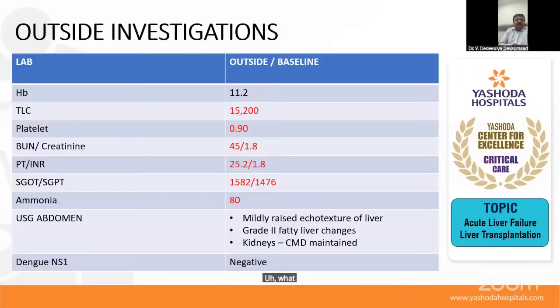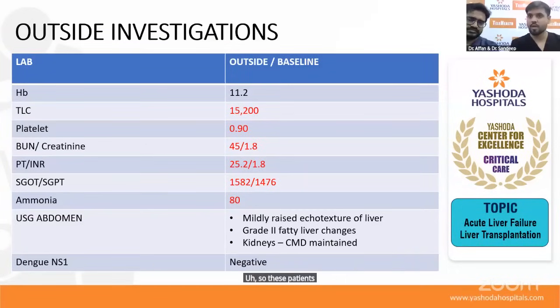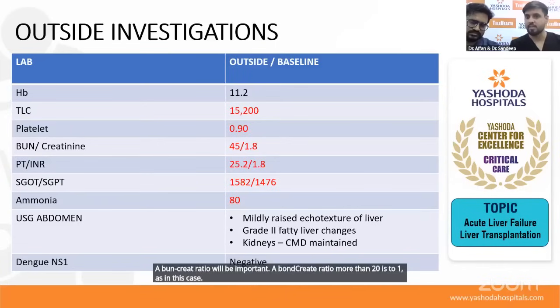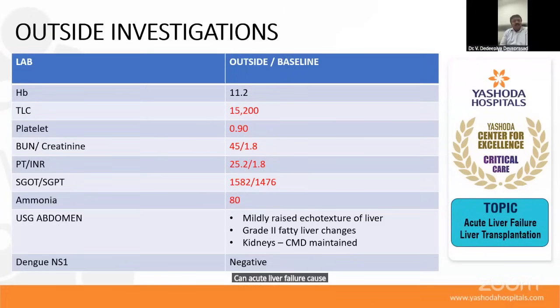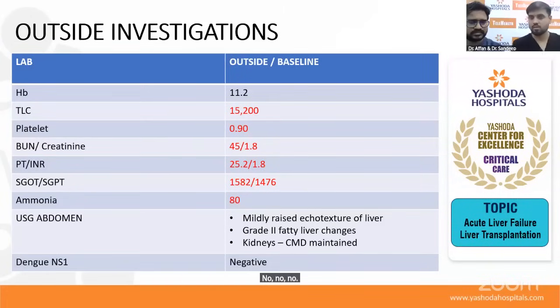What is the significance of the raised urea and creatinine in this patient? Sir, these patients usually due to hypotension have a pre-renal AKI. A BUN-creatinine ratio will be important. A BUN-creatinine ratio more than 20:1, as in this case, will indicate that I'm dealing with a pre-renal AKI. Or in this case, there can be sepsis-related acute kidney injury also, sir. Or in a case of acute liver failure, we can be dealing with hepatorenal syndrome, but more common with cirrhosis-related patients. Can acute liver failure cause hepatorenal syndrome? No, sir. Cirrhosis is the criterion to diagnose HRS.